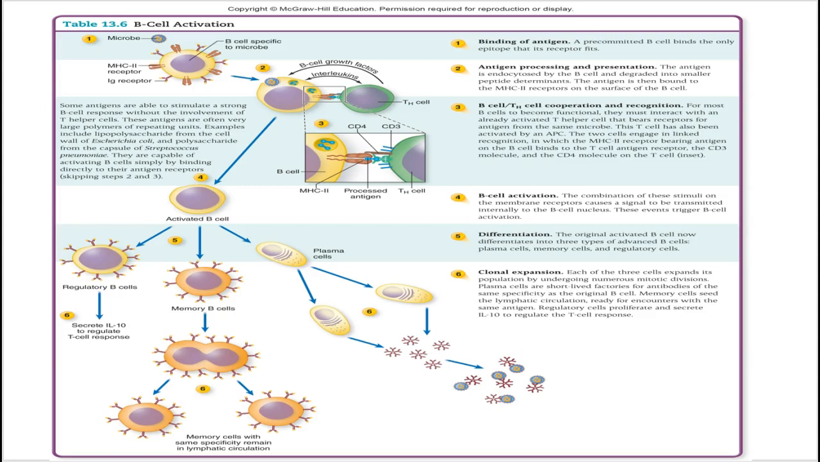And we're also going to have the production of regulatory B cells that are going to help proliferate more B cells, and also they help to regulate the T cell response. So these are the steps involved in B cell activation. Make sure that you understand what's happening here and the cells and structures that are involved in this process.